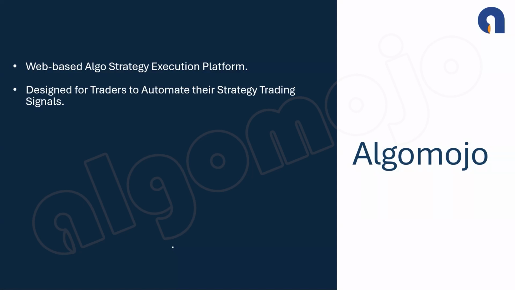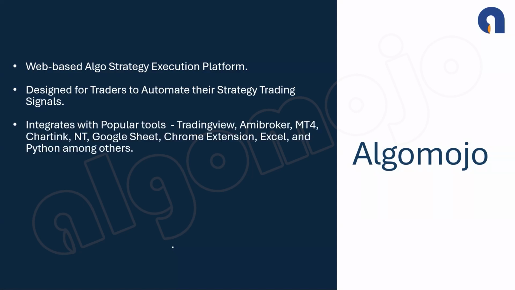It is designed for traders to automate their strategies, which generate buy and sell signals in charting tools such as TradingView, Amibroker, MT4, Chartink, NinjaTrader, Google Sheet, and Chrome extension. Even in Excel, I would still say that manual intervention is required. It is not completely automated. However, TradingView, Amibroker, MT4, and Chartink can be completely automated. So any strategies running on these four platforms can be completely automated to place orders in the broker terminal.